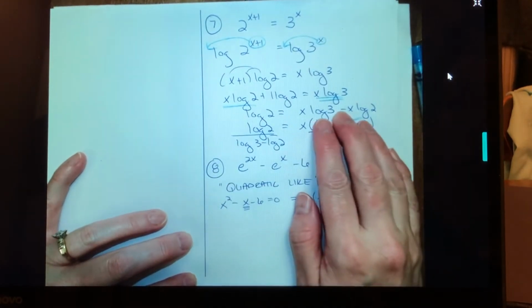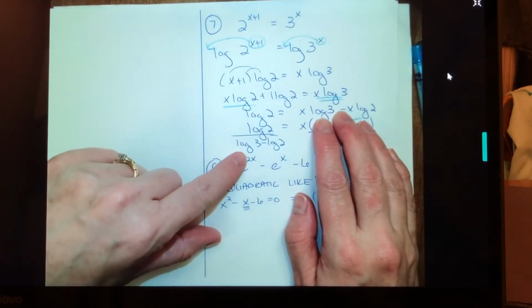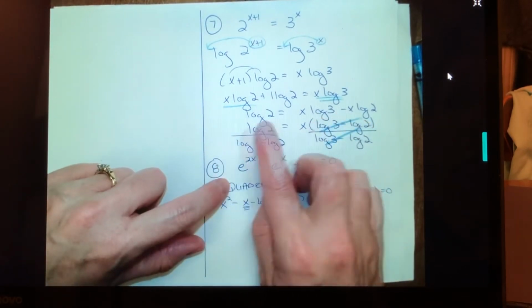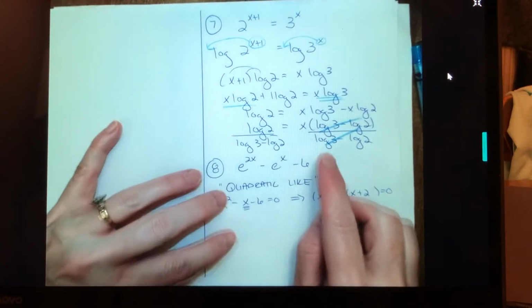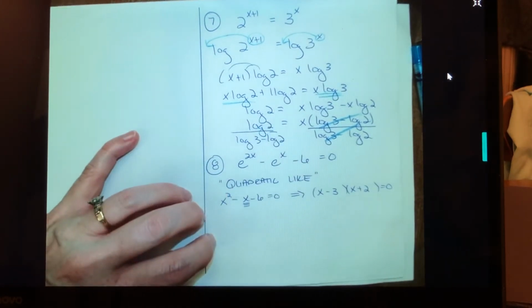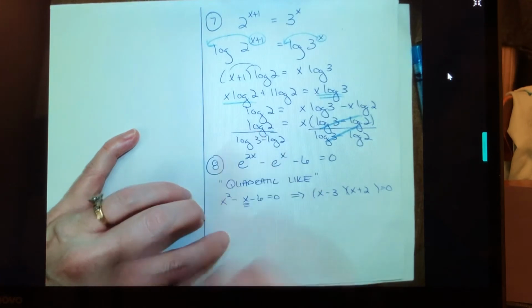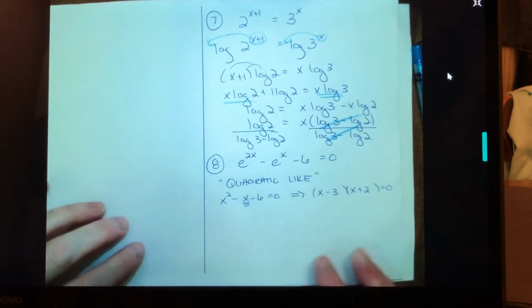So now I have x equals log of 2 divided by log of 3 minus log of 2. And that would be my final answer. If my instructor wanted me to write it as a decimal, I would then plug that into a calculator and get it expressed as a decimal.